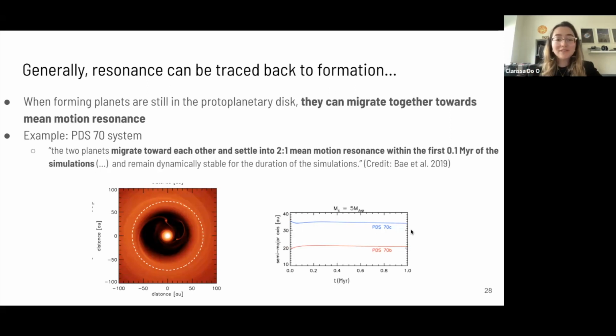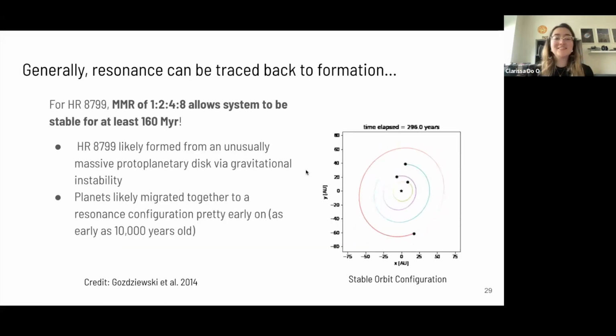And the reason I wanted to tell you about this is because it turns out that resonance is what solves the problem of HR 8799. So remember, I told you a little bit of a sad story about how scientists were trying to understand how the system would even remain stable in the first place. We had planets being ejected and going all over the place. And it turns out that a resonance of 1, 2, 4, 8 allows the system to be stable for at least 160 million years. So here, what this means is that the outermost planet, when it goes around the star once, then planet c goes around the star twice, d goes around the star 4 times, and e goes around the star 8 times.